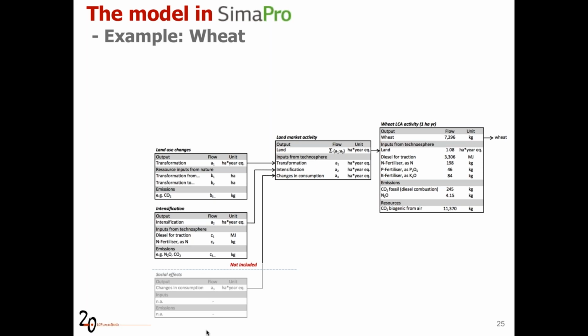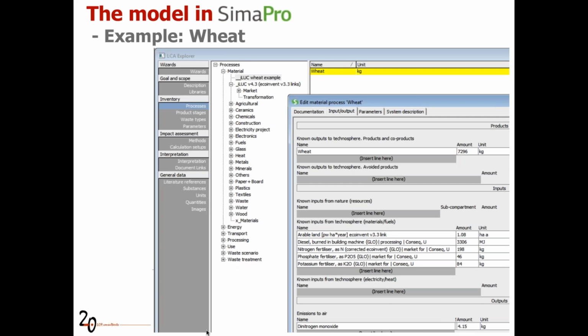Now, if you put this input from technosphere in your LCA software, what you basically need to do is the following. The numbers that you saw before are here in SimaPro. So you have diesel, nitrogen fertilizer, phosphate fertilizer, potassium fertilizer. You have some emission to air in the bottom. And of course, you have an input of arable land from the technosphere. And the amount of arable land that you need from the technosphere is 1.08, because we are assuming that our production of wheat is occurring in Denmark. And you remember from the example we showed before that the productivity in Denmark is 1.08, the productivity weighted of land in Denmark.